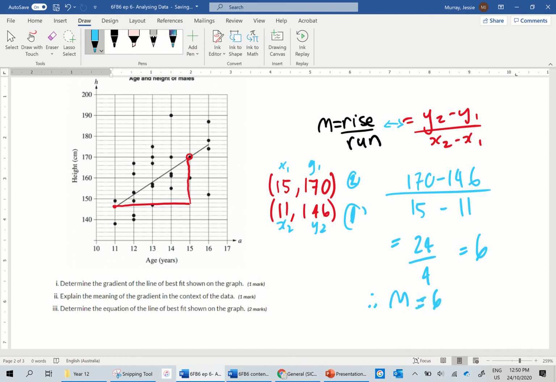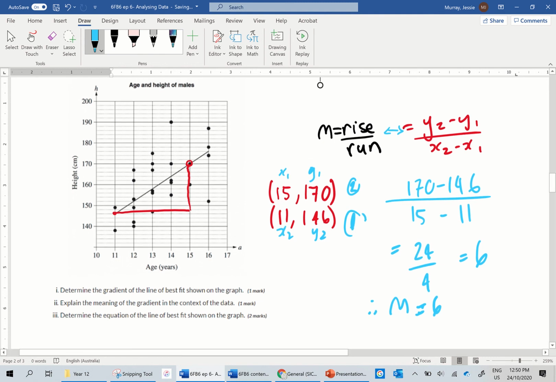So explain the meaning of the gradient in the context of the data. Great question. It wants you to really understand what this means. So this says age and height in males. So when they age, their height. So what I would say then is every year they grow older, their height increases on average by 6 centimeters. Okay? So relating it back to the context.